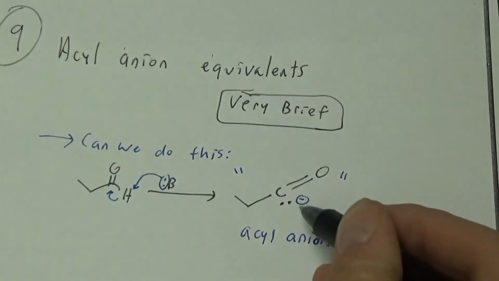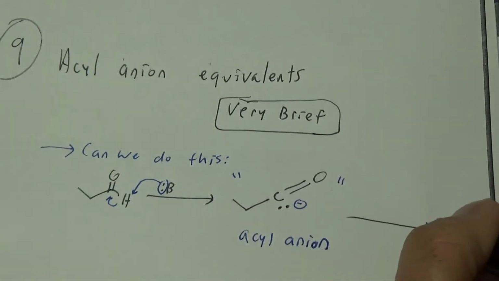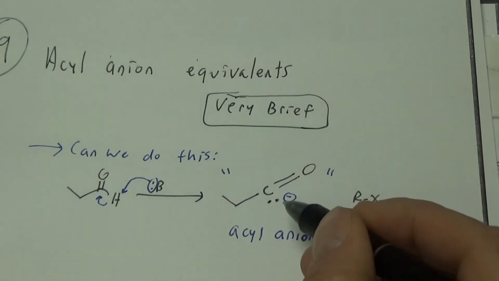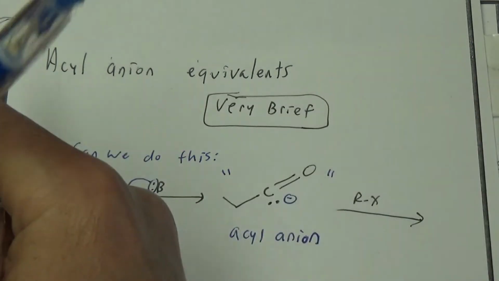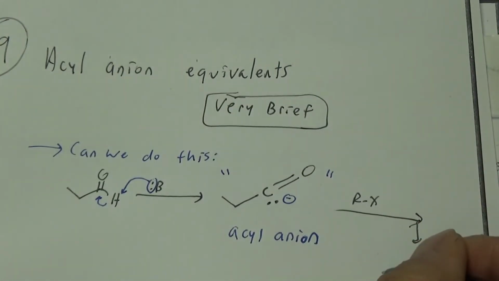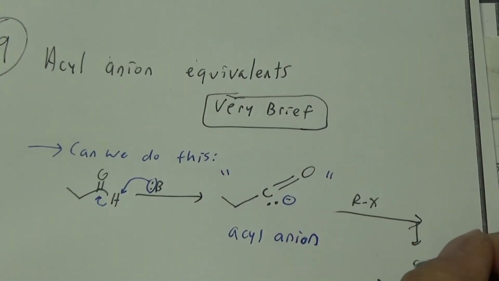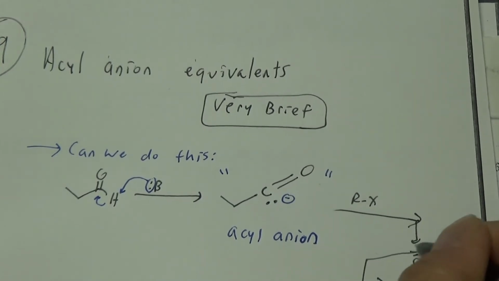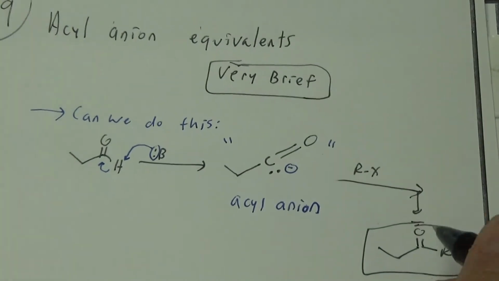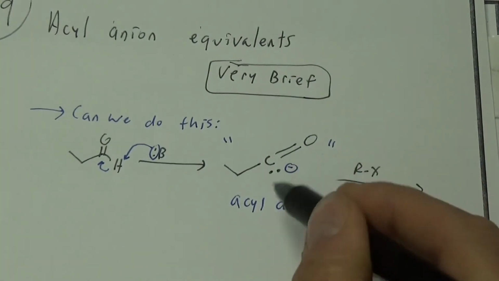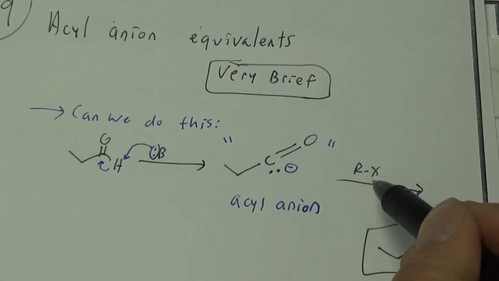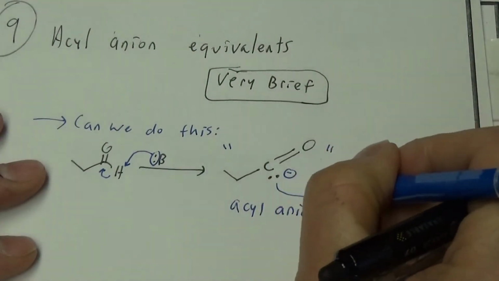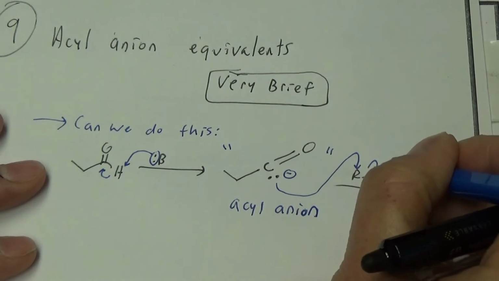Say we could do it, then we could do stuff like attack an RX, and the negative charge attacks R, kicks off X, and you got a ketone. Wouldn't that be cool? I think I find it cool. You guys might not find it that exciting, but okay. So, supposing you could make this thing, yes, it would just attack and do kind of SN2 stuff, right?